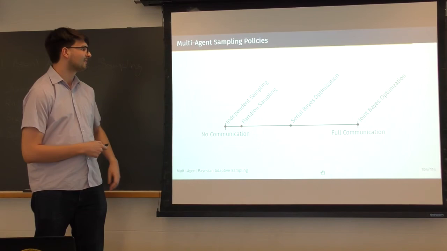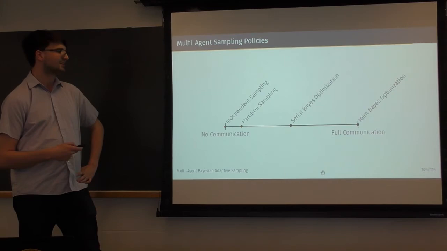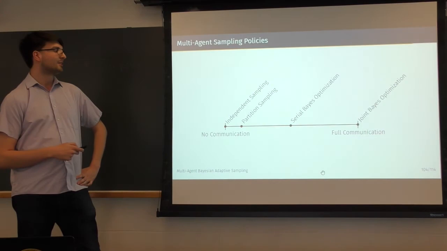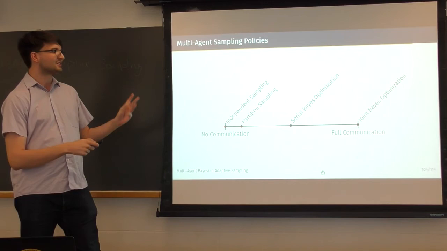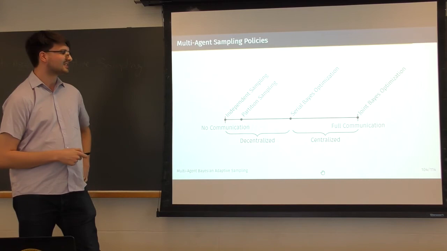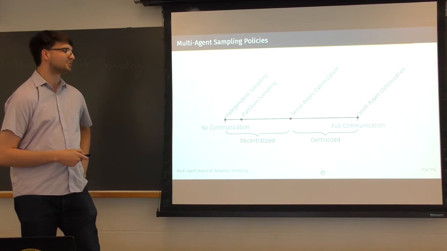So there's a bit of a spectrum here of different approaches you could take based on how much communication budget you have available. Obviously, there's no communication, you're just sampling independently. If there's a little bit, we're going to discuss partition sampling. That's basically you assign each robot its own location, and it just does sequential Bayesian optimization within the region it's assigned. And then these two are more intelligent ways of extending SBO to multiple agents and are a bit more centralized because they require more coordination, more communication between the agents.